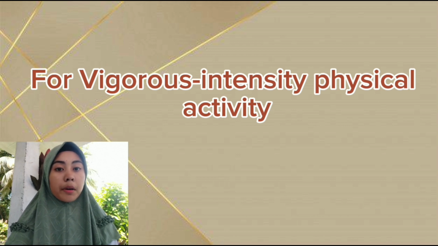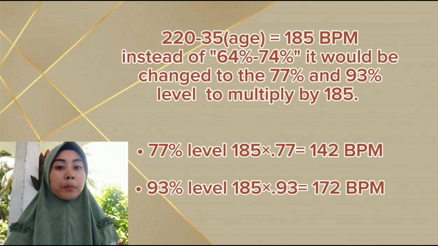To figure out what is your maximum BPM in vigorous intensity or your pulse rate at work, first you need to get the number of your heartbeat per minute. To calculate it, you have to subtract your age from 220. For example, 220 minus 35 is equal to 185. Then, para makuha ang minimum BPM, you need to multiply the 185 by 0.77. And para makuha ang maximum BPM mo, you have to multiply the 185 by 0.93.